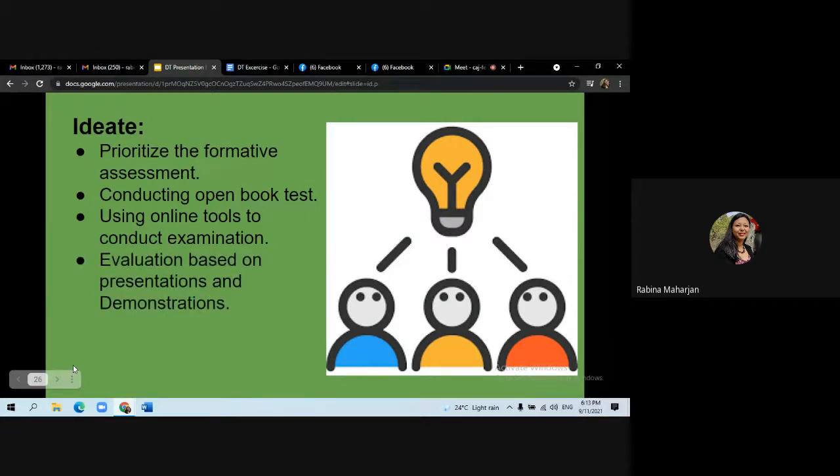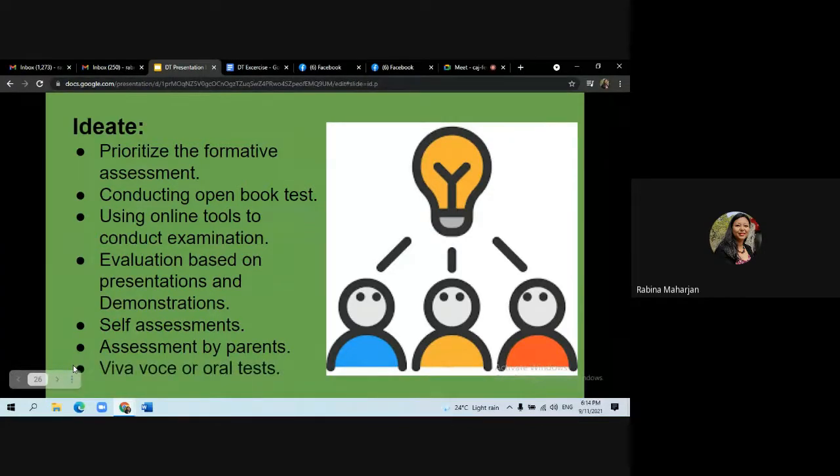Another idea is that we can evaluate our students based on their presentation and demonstration. We can give them certain project work and hands-on activities, and let them present and demonstrate. On the basis of that also we can evaluate our students. Another is self-assessment and assessment by parents. This seems a little new in the context of the Nepalese education system: assessment of the student by the student, and by the parents. We will talk about this in detail in our prototype.